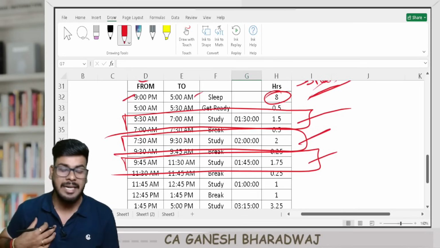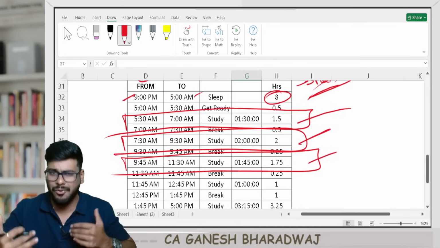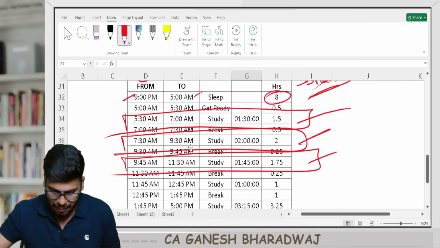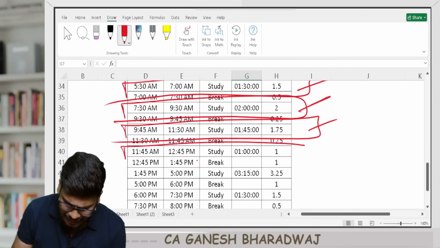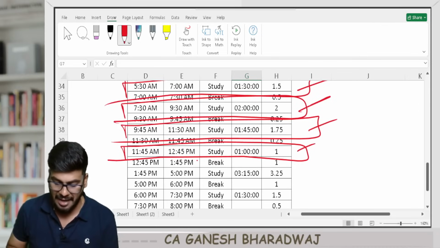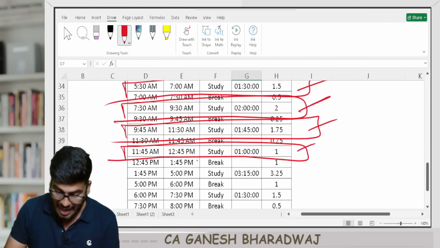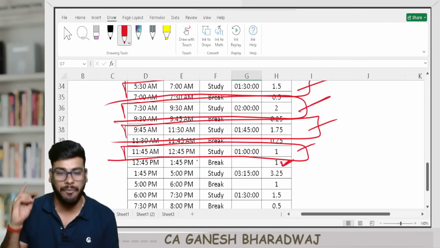This I have kept, keeping in mind the best practice. Of course, based on your requirement, you can customize this, right? Then you can take a break here in between. Then 11:45 to 12:45, another 1 hour. You can just study and take a full break, a lunch break of 1 hour.